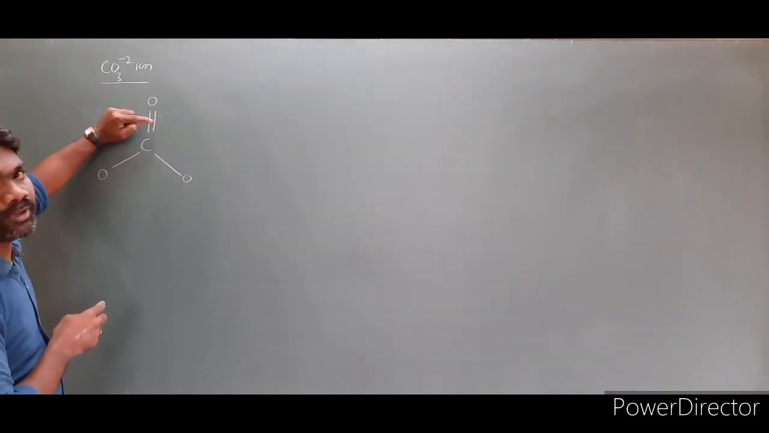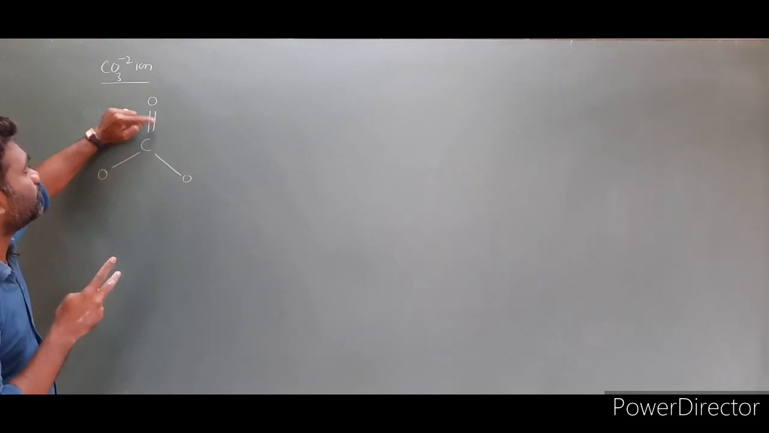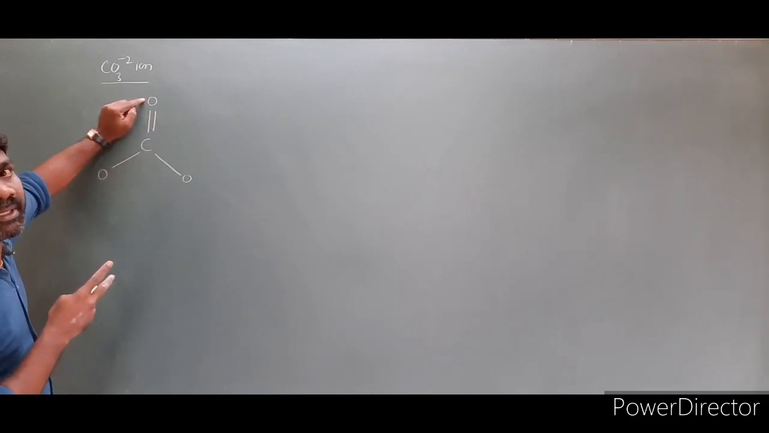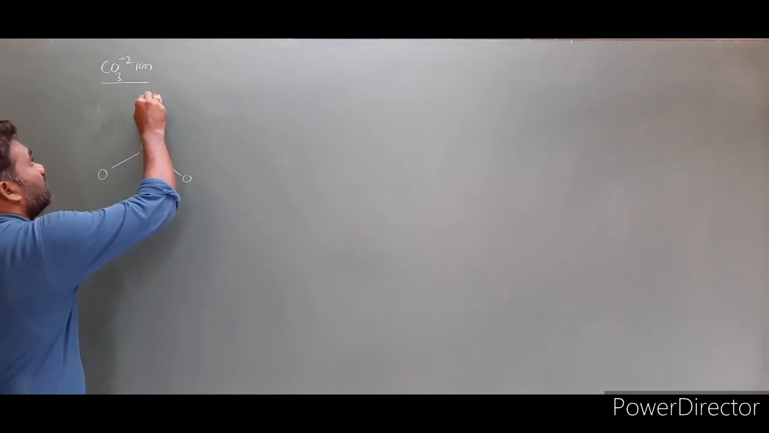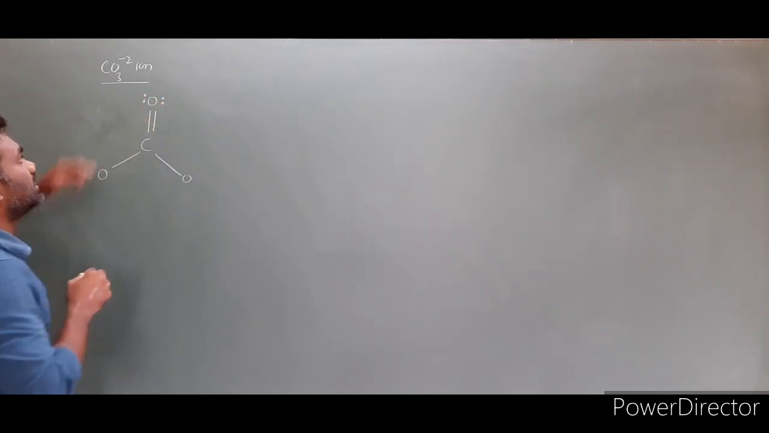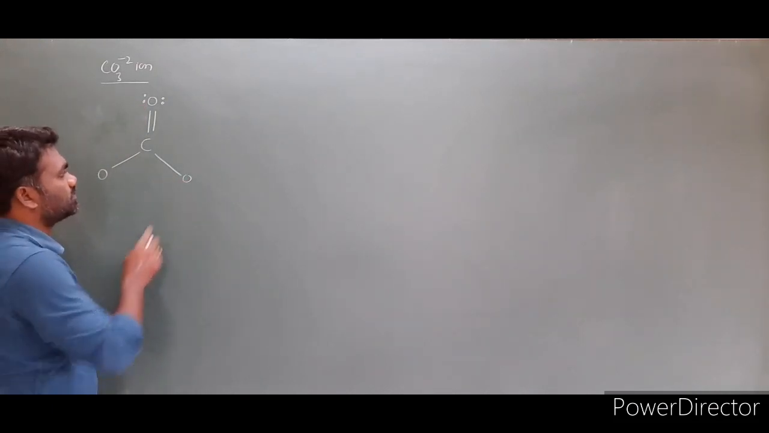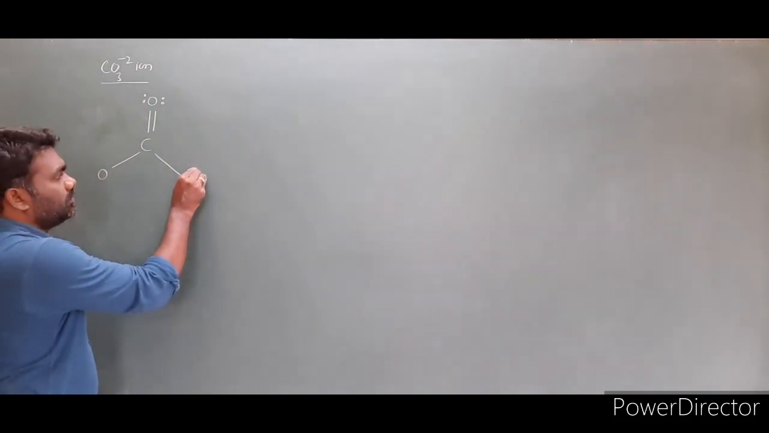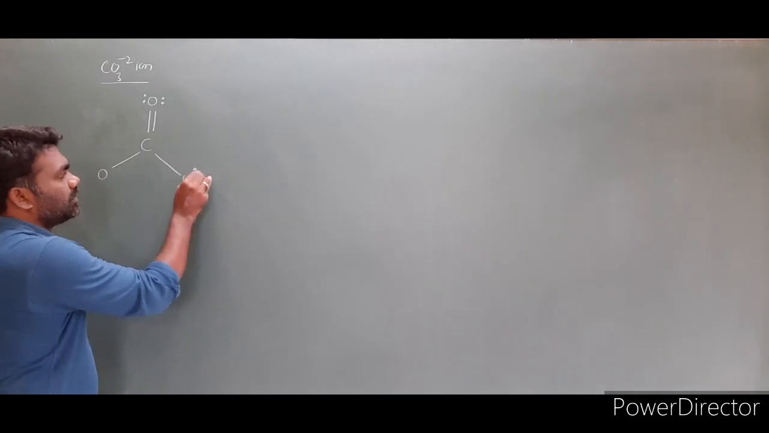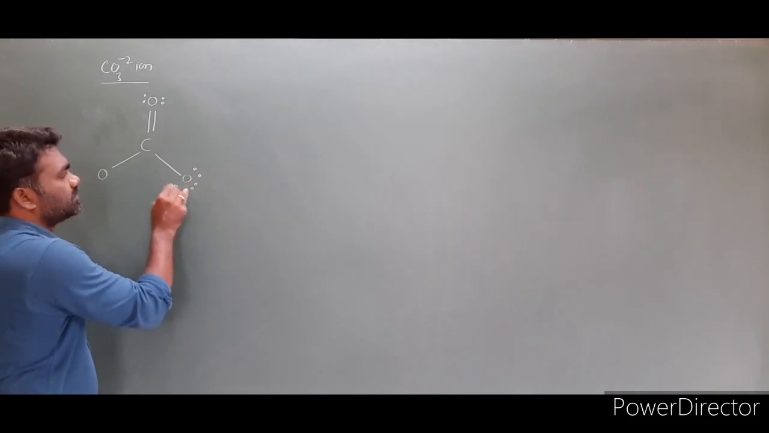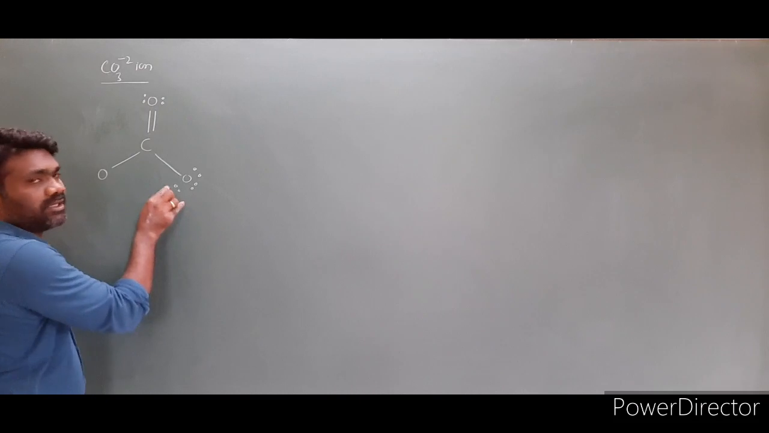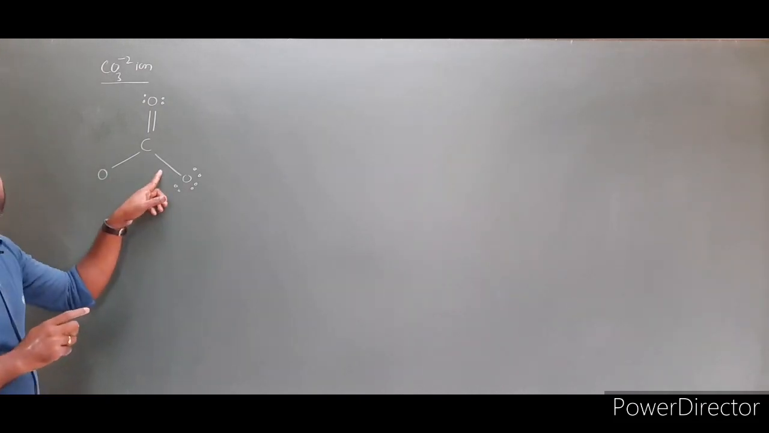2 plus 2, each bond is 2 electrons, so the total number of electrons is 4, and the requirement is how many? 4. Then I am taking 2 lone pairs. This oxygen's valence, octet configuration, is satisfied. Now coming to this oxygen, 2 electrons are there, then 2, 3, 4, 5, 6, 2, 2, 3, 4, 5, 6, 7, 8. For this case, octet configuration is satisfied.